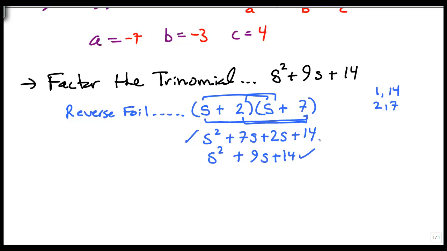And again, this is called the reverse FOIL. It's trial and error. I'm looking for 2 numbers multiplied together that give me 14, added together that give me 9, and you can see it's right here. 2 plus 7 is 9. 2 times 7 is 14, so that's my combination that works. Okay, now let's go ahead and go to the AC method.